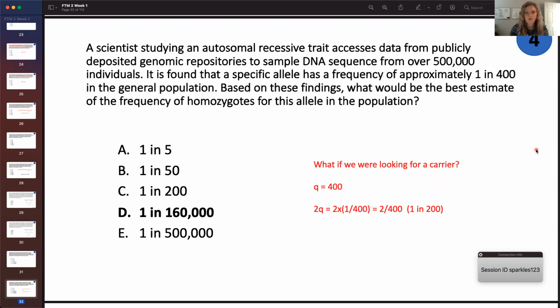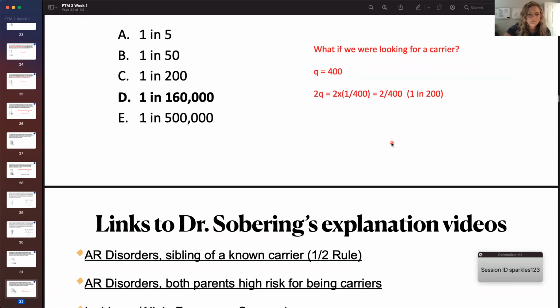And then this is just a follow-up. If we were asking for the number of carriers, which the answer is already here, you're just going to do the 2Q or 2PQ, but without the P. So you're just going to do 2 times that 400 that was given to you in the problem, and that would be 1 in 200 people are going to be carriers if there's an allele frequency of 1 in 400. But yes, that was great. Good job. Y'all did good on those.